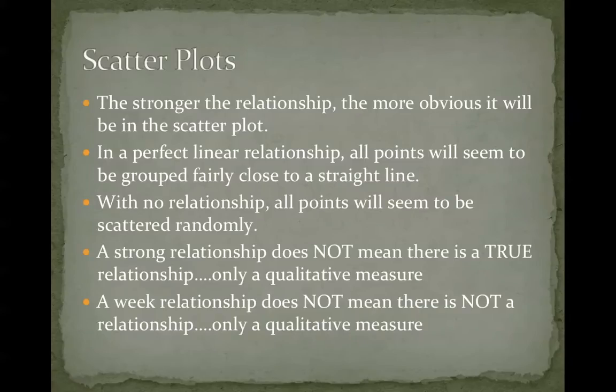But the stronger the relationship you see, the more obvious the line will be in the scatter plot. In a perfect linear relationship, all points will actually seem to be grouped fairly close to a straight line. And with no relationship at all, the points will be seemingly scattered at random.